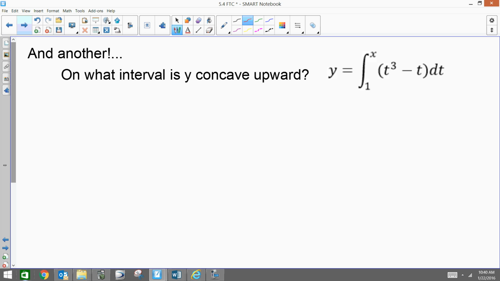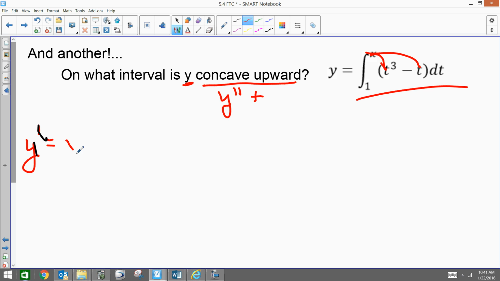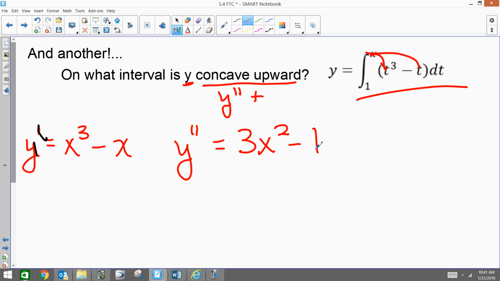All right, let's try another one. Concave up. We're starting from the beginning. If y is concave up, y double prime is positive. So y prime, first part of the FTC, is plug this in. So y prime is x cubed minus x. Y double prime is the regular derivative, 3x squared minus 1. If we want concave up, we want to know where this is greater than 0.